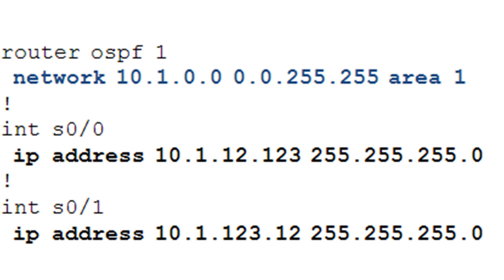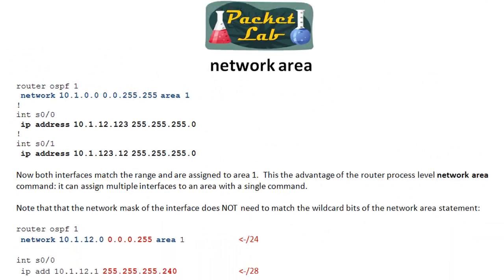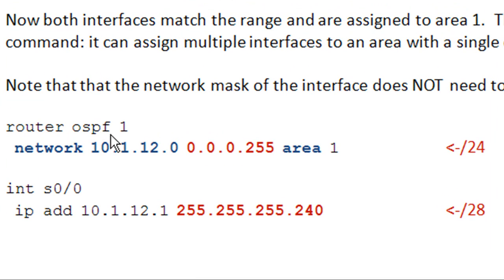So you're conserving configuration here. You're saying here's a range, assign all the interfaces that match, so you can have anywhere from 1 to every single interface on your device match this statement. Keep in mind that the network mask of the interface does not have to match the wildcard bits in the network area statement. So here we have a network area statement. We're saying let's match everything within the 10.1.12.0 basically /24 range. We're saying we care about the first 3 octets. We don't care what value is in that last octet and assign that to area 1.